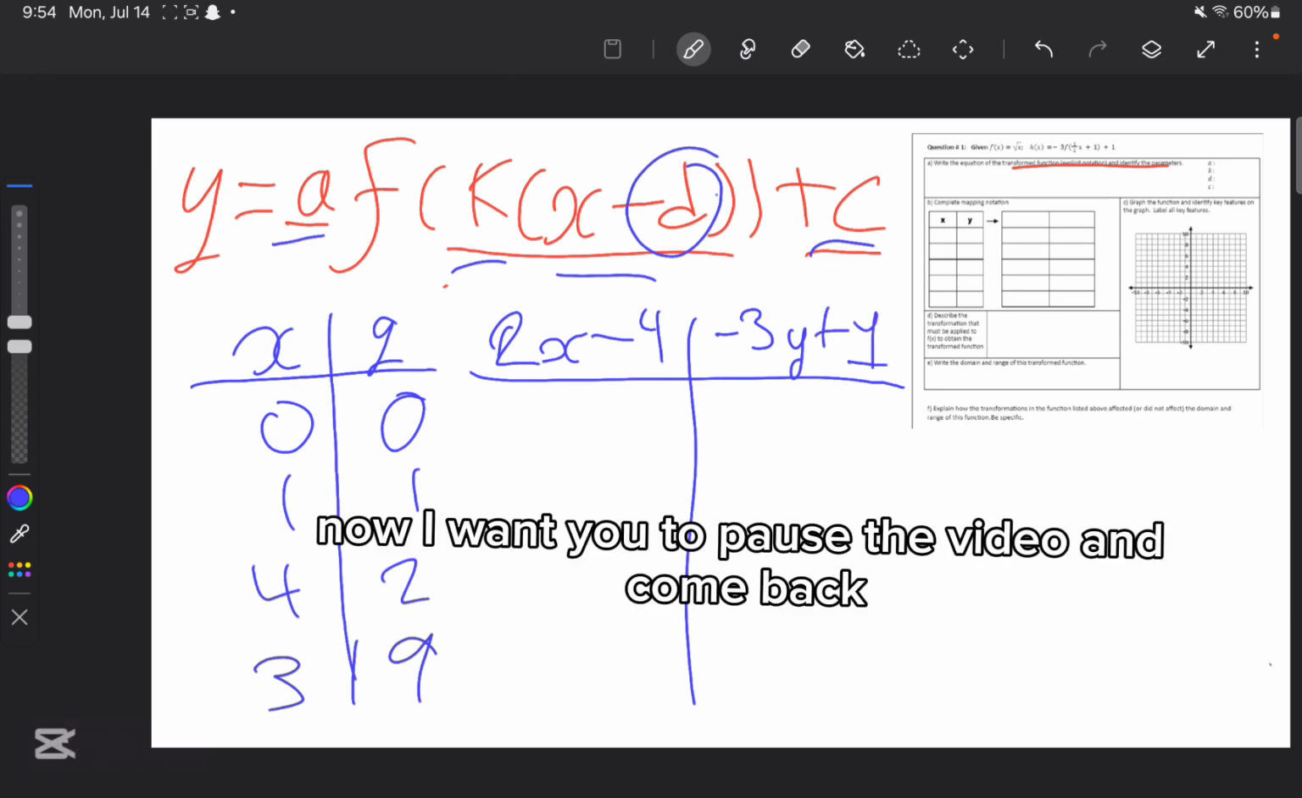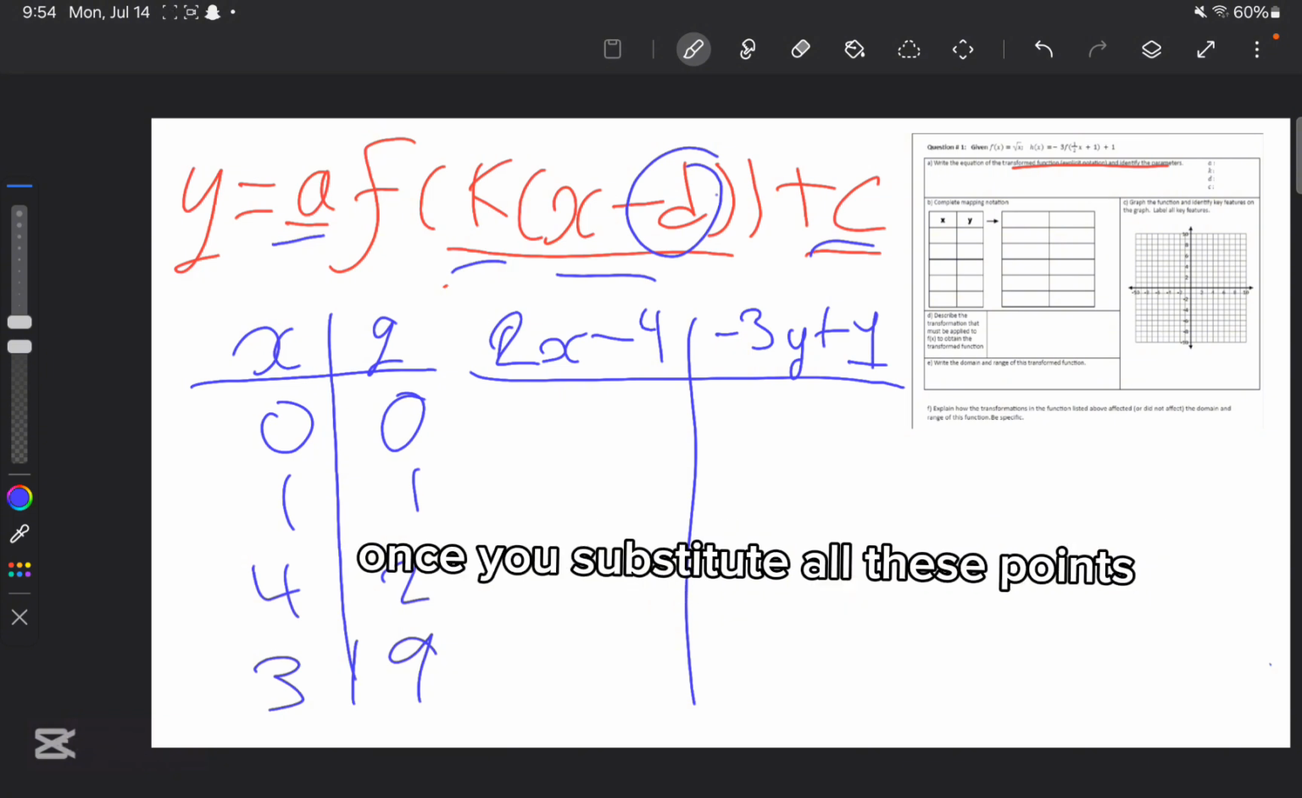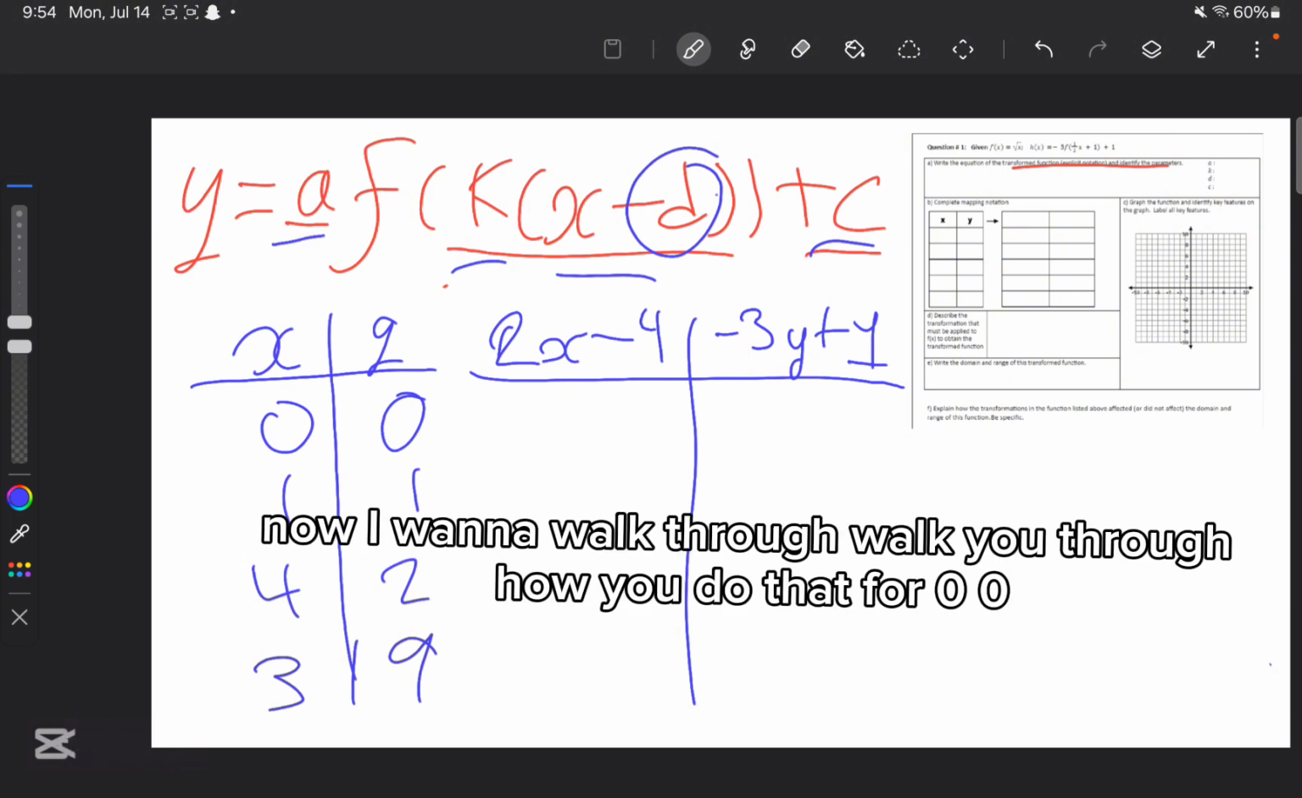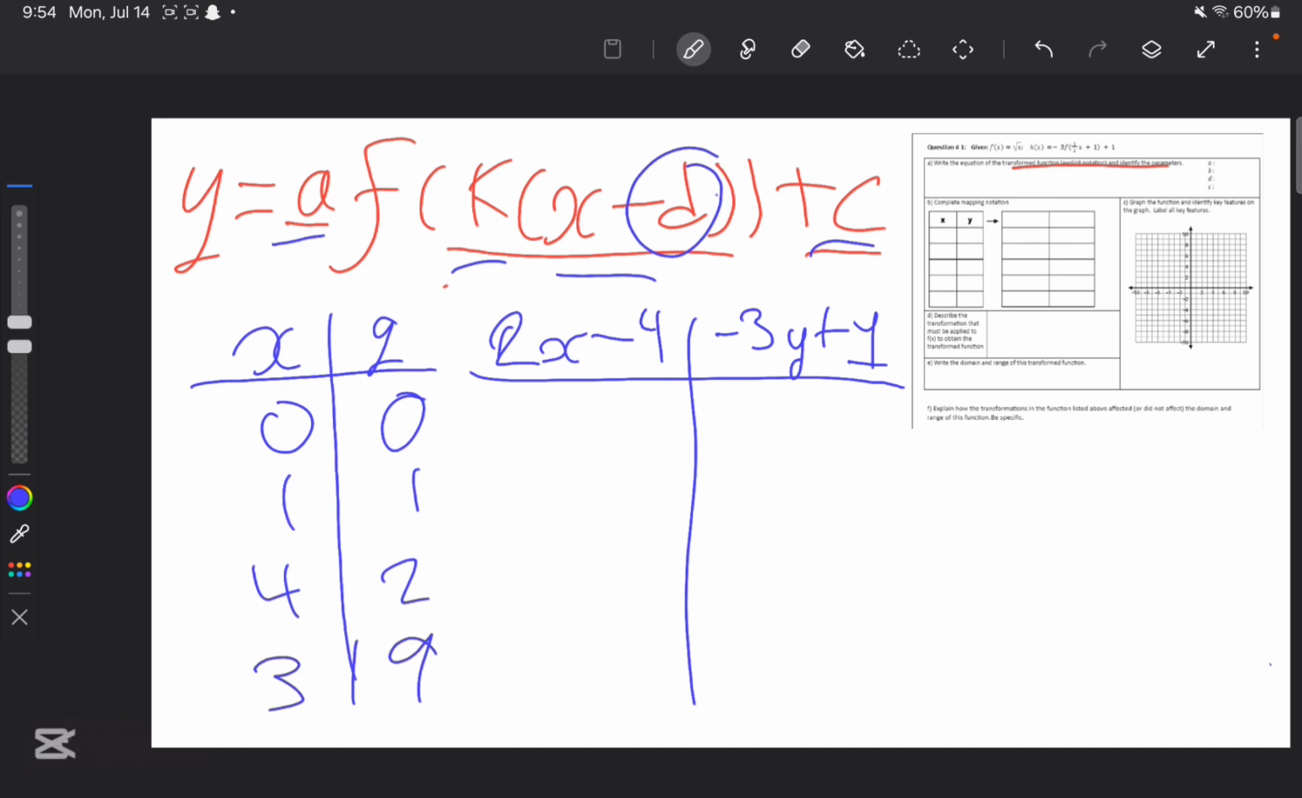Now I want you to pause the video and come back once you substitute all these points. Now I want to walk you through how you do that for 0, 0. So for this case, 2x minus 4, we have to substitute 0 into the equation in order to get the transformed point. So 2 times 0 is obviously 0, and then minus 4 is just -4. Now for this case, -3 times 0 is 0, and if you add 1, it's just 1.